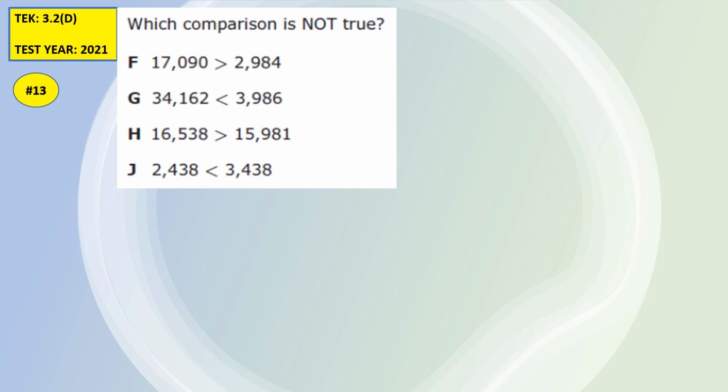Okay, so it says which comparison is not true? We're looking for the false answer. We want the wrong answer because not true means that it's false. So let's look at answer choice F. Answer choice F says 17,090 is greater than 2,984. Well, that is definitely true. I always make my little Pac-Mans. He wants to eat the big number.